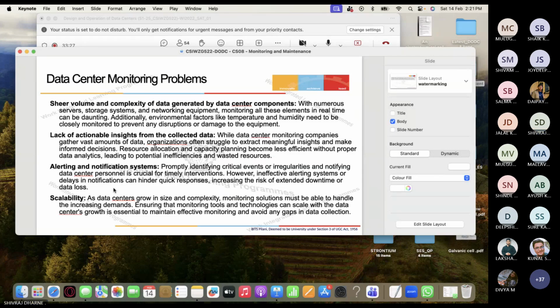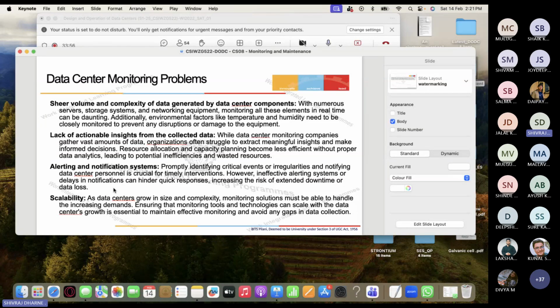So what was the problem? Why do we need to monitor? Because the complexity is huge. Data centers have so many components, with numerous servers and numerous storage systems. There is a lot of networking equipment. So monitoring all of these in real time is very important, and it's a very complex task. And then there are environmental factors like temperature, humidity, or any disaster.